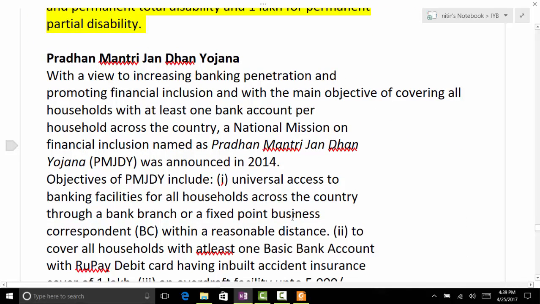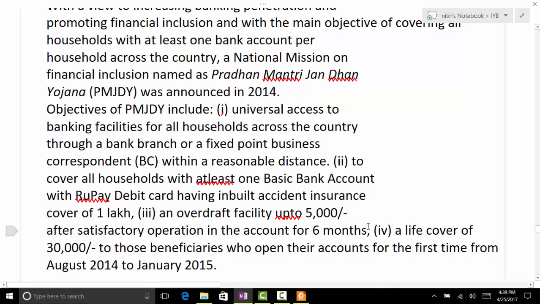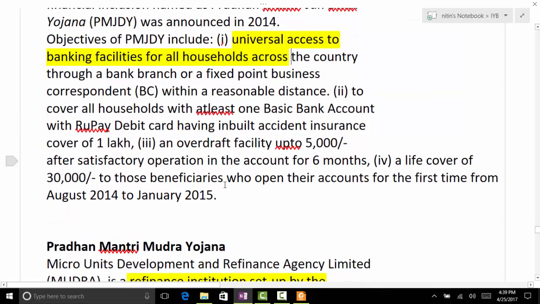How many bank accounts have been opened? What does the government data say? 26 crore. By December 2016, 26 crore accounts have been opened under Jan Dhan Yojana. Now the components you can see there: universal access to banking facilities for all households across the country. Secondly, at least one basic bank account with RuPay debit card having inbuilt accidental insurance cover of 1 lakh, and overdraft facility of 5,000 rupees after satisfactory operation in the account for 6 months. So if the account has been in operation for 6 months, after that a 5,000 rupees overdraft facility. Life cover of 30,000 rupees to those beneficiaries who open their accounts for the first time in this period.